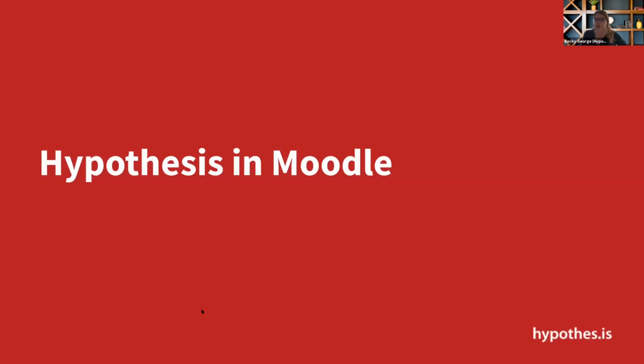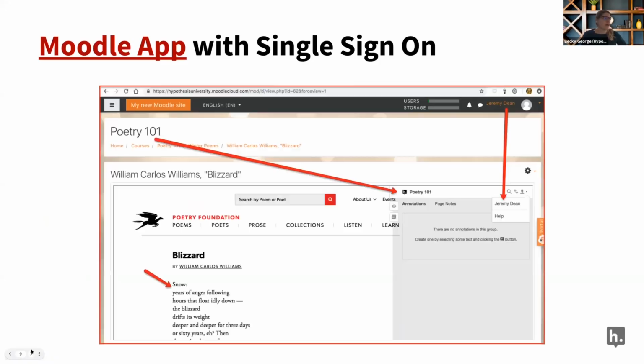And let's talk specifically about Hypothesis in Moodle. So the great thing about Hypothesis in Moodle is that you, as the instructor, all you have to do is add Hypothesis to your course readings in Moodle. You don't have to create accounts for students. Students don't have to create accounts for themselves. All of that is automatic based on the course that they're in Moodle. So that saves you a lot of steps.